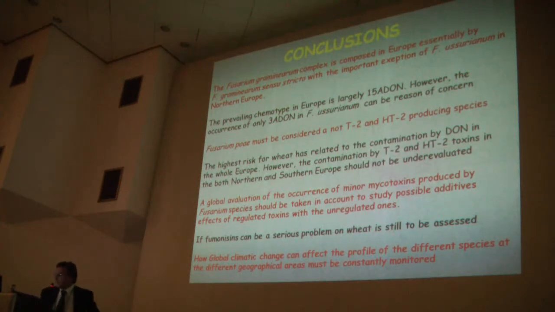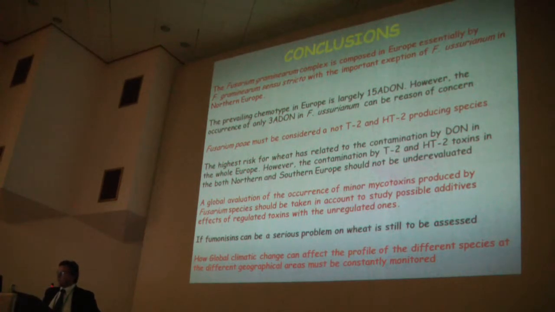Now, going to the conclusions. We can say that the Fusarium complex in Europe is composed essentially by Fusarium graminearum sensu stricto, with the important exception of Fusarium asiaticum in northern Europe and in the northern area of Russia. The prevailing chemotype in Europe is largely 15-acetyldeoxynivalenol. However, the occurrence of only 3-acetyldeoxynivalenol in Fusarium asiaticum can be a reason for concern in terms of mostly resistance problems, because a different metabolite can also mean a different aggressiveness capability of the fungi.